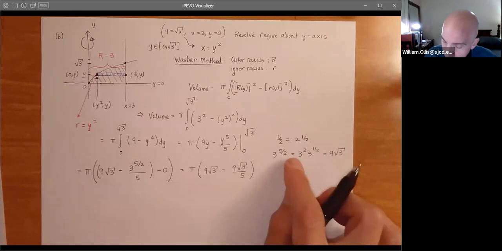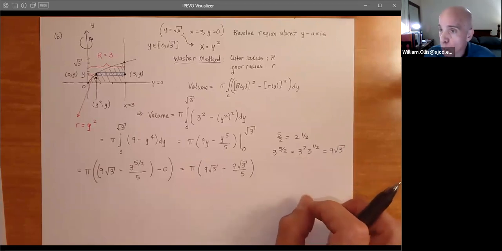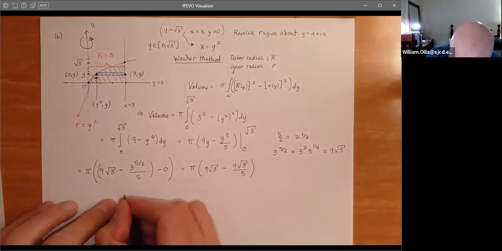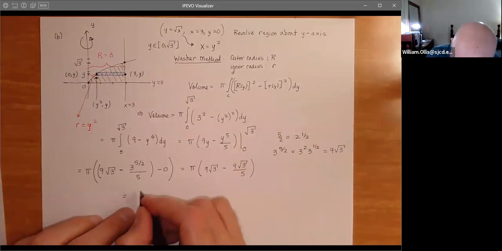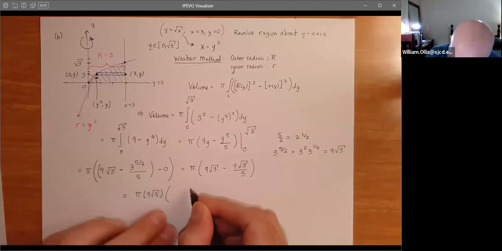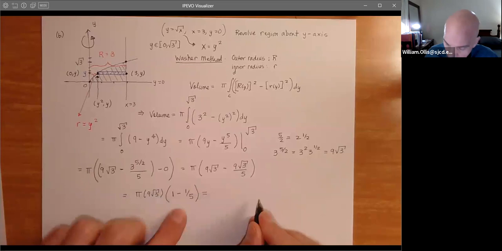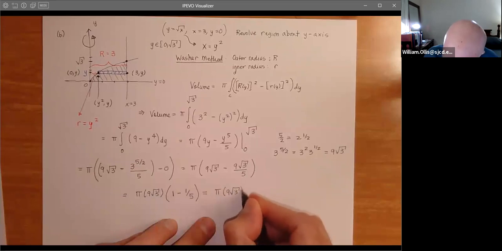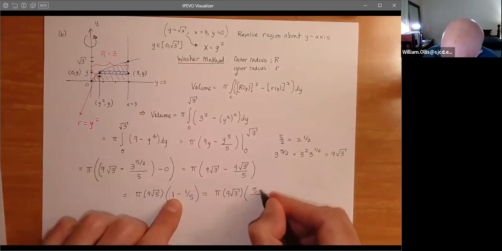So you can navigate the fractional powers this way, just so you make sure that you don't overcompensate or undercompensate with that 1 half. And now the 9 root 3's can factor, and we can do a common denominator. So we have pi times 9 root 3, and this will leave us with a 1 minus 1/5. So now we can get a common denominator of 5. So we'll just do a 5 here. So that'll give us a 5 minus a 1.